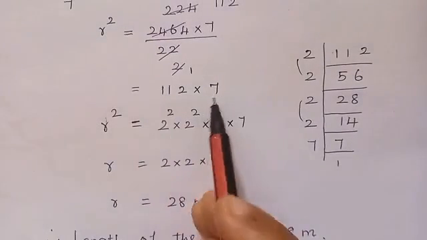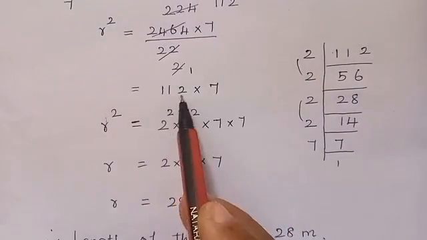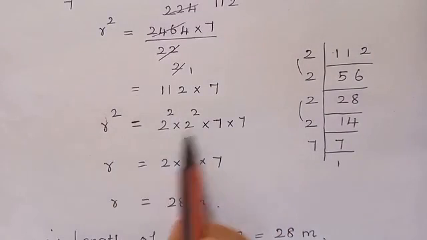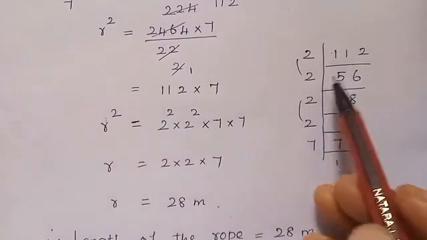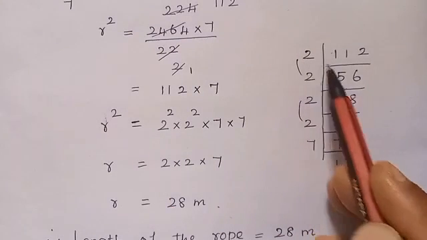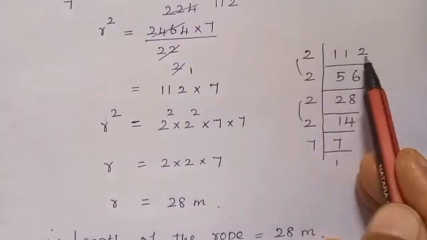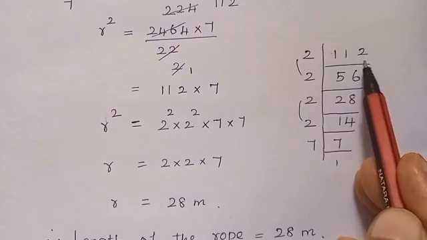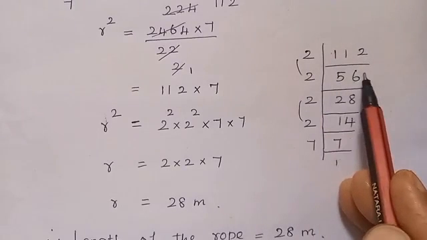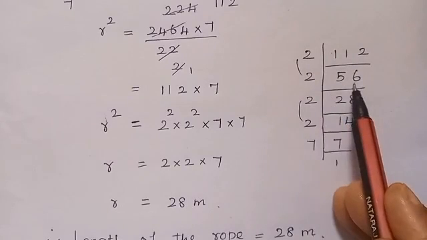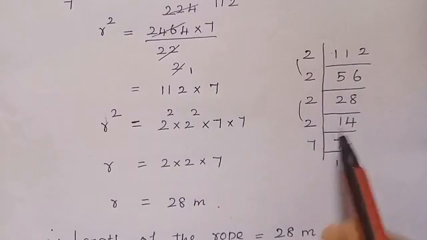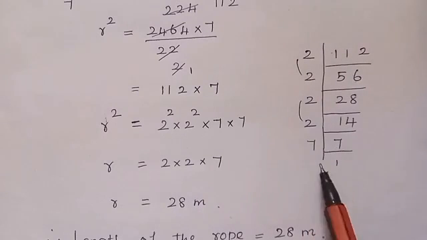112 into 7. Next we take the prime factors of 112 because we are going to find the value of r, so we can write the numbers as squares. For that, take the prime factorization of 112. When we divide by 2, 5 2s are 10, remaining 12. 6 times 6 2s are 12. Again divide by 2, 2 times 4. Then the next number is 16, so 8 2s are 16. Next, 28 divided by 2 equals 14. Then 14 divided by 2 equals 7.